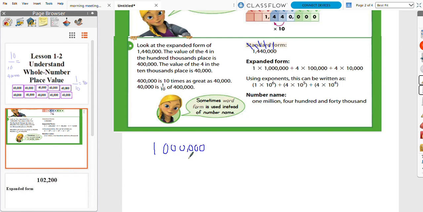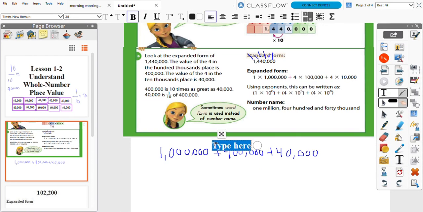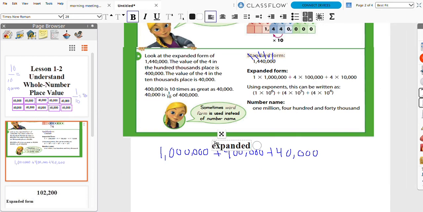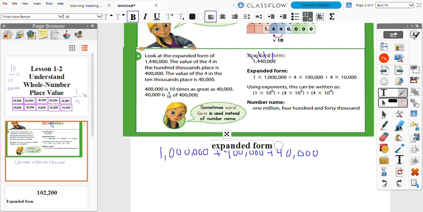Is that 1 million? Make sure I'm right. Plus 400,000, plus 40,000. And if you look in your thousands, tens, hundreds, and ones place, you don't have any zeros, so you don't have to write plus 0, plus 0, plus 0, plus 0. So that would be this number in expanded form the way that you have learned in 4th grade.